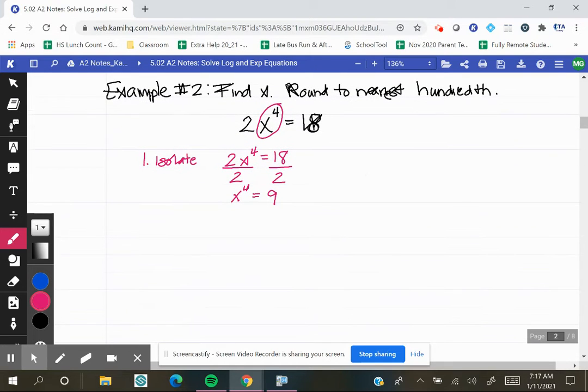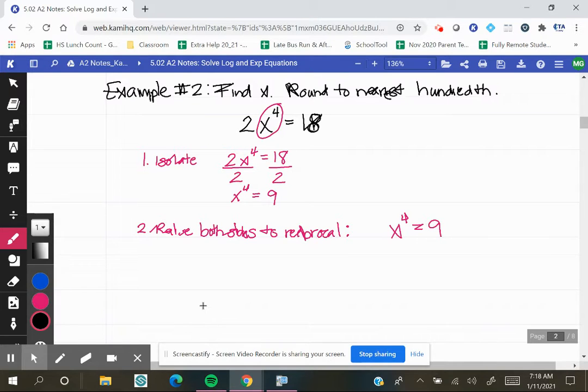After I isolate, now I want to ask myself, what scenario am I in? And I should be in number 2 because my variable is in the base. The x is in the base of an exponential. So raise both sides, sorry, it's getting hard to read, to the reciprocal. All right, so I'm going to rewrite it again. So x to the 4th equals 9.